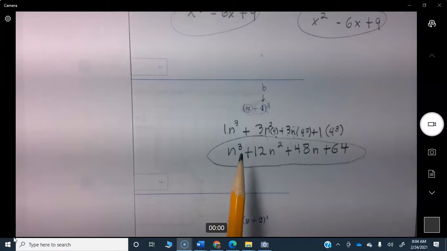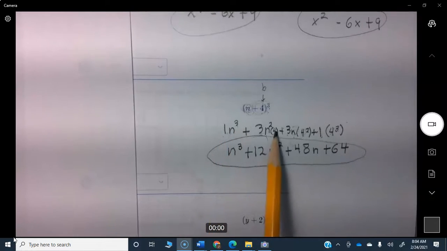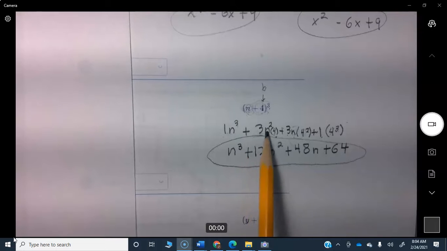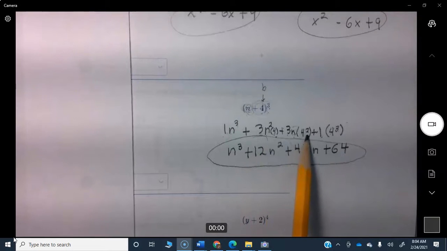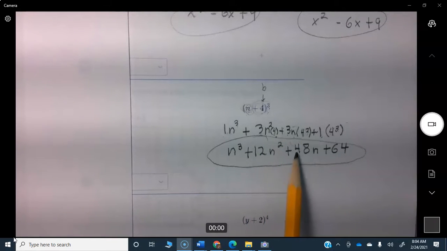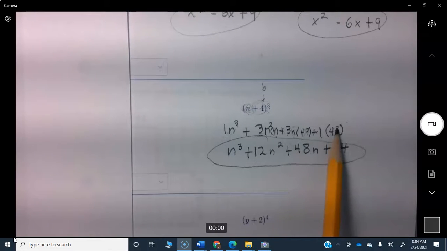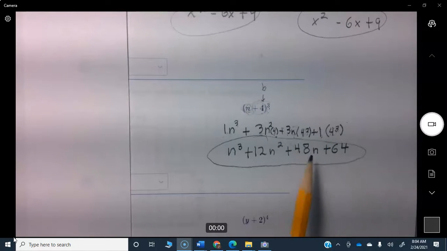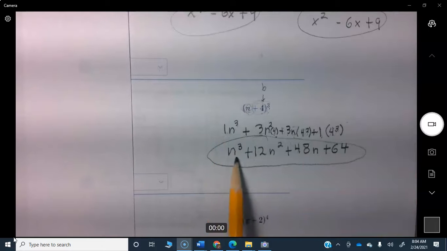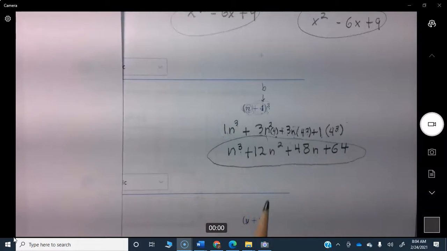Now you're ready to simplify. You can get rid of the 1 there, just make it n to the third. 4 times 3 is 12, and then the n squared stays. 4 squared is 16 times 3 is 48, and then the n stays. And then 4 to the third is 64, there is no n. And that's it. It's in standard form, biggest exponent to smallest, right there.